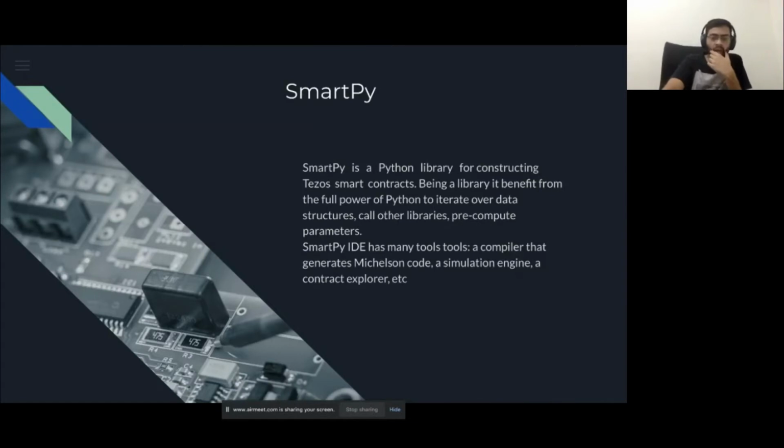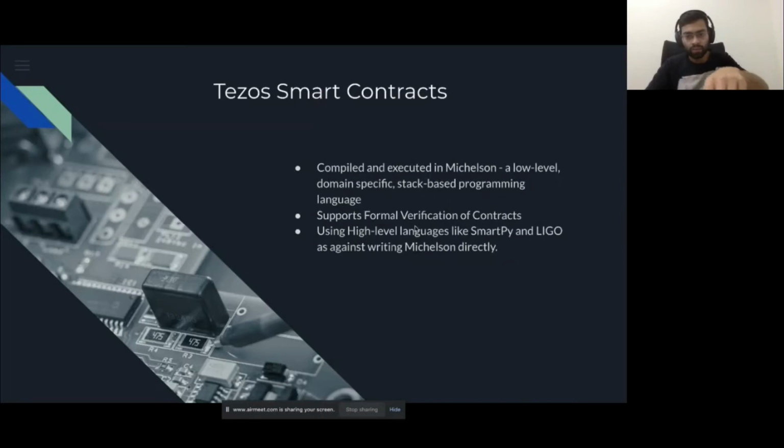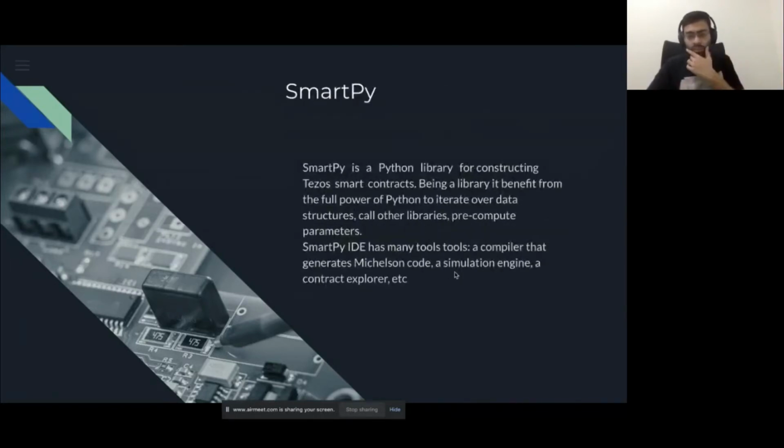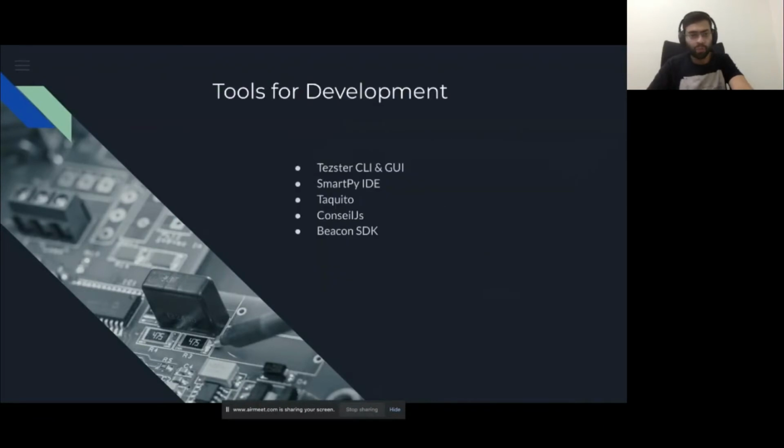And SmartPy code is written on the SmartPy IDE. We'll look at that, and it has a lot of tools, like a compiler that generates Michelson code from your Python code, and a simulation engine where you can simulate your contracts, sort of formally verify your contracts, and test your contracts in a simulation environment. It also has a contract explorer, a wallet, and a lot of other things. We'll look at SmartPy in a bit.